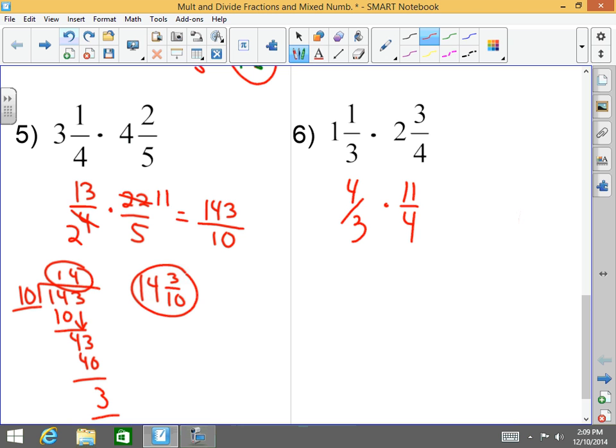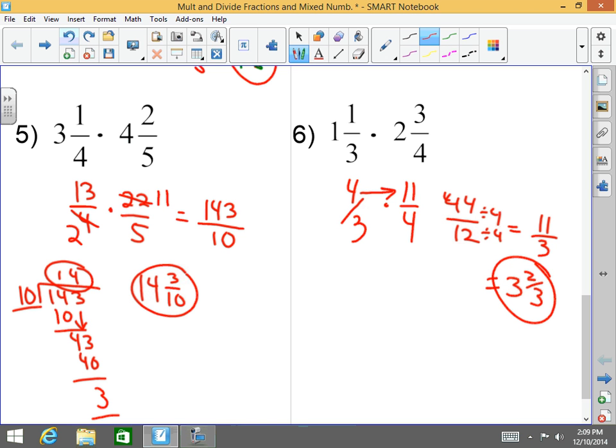4 times 11 is 44. 3 times 4 is 12. Divide both by 2, you got 22. Actually, you should have divided both by 4. So you got 44 over 12. Divide both by 4, and you got 11 thirds, which is still 3 and 2 thirds.